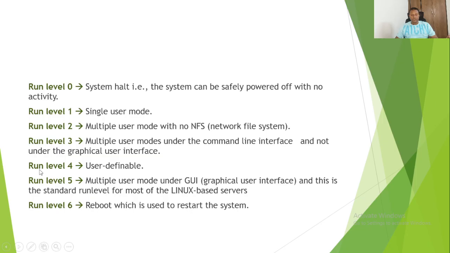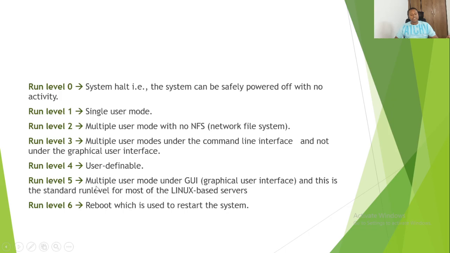Okay, so what is next? Next is run level 4. That is user definable. So if a user wants to define something with their own run level, they can use it. But normally it is blank. No one is going to use it, because whatever the rest of the run levels are, that is enough for you to use. Okay. What is next?